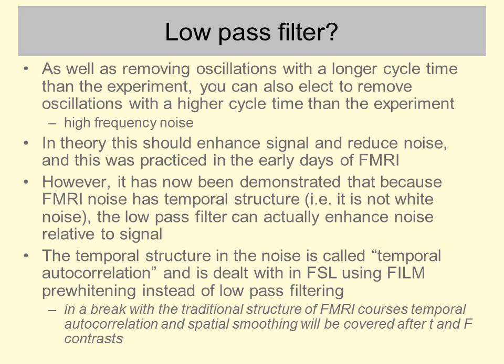Now, this is something I'm going to return to and explain in a bit more detail later on, but this is also where I'm making a break with the traditional structure of fMRI introductory courses, by covering temporal autocorrelation and also spatial smoothing after we've looked at the T and F contrasts that are used to detect activation, because the whole reason we need to do temporal autocorrelation correction and spatial smoothing actually relates to those T and F contrasts very directly.